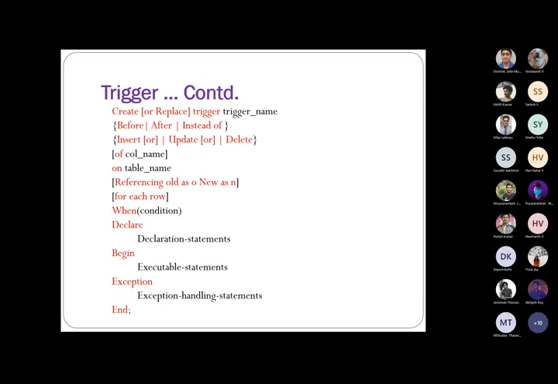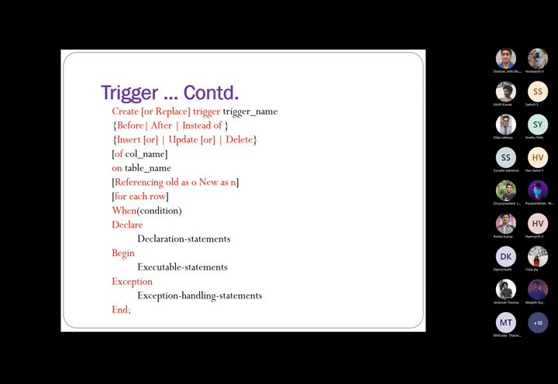So create or replace. Generally we start with create trigger. Each and every trigger has its unique name: create trigger, trigger name, and before or after or instead of. We have some DML operations like insert. So you can create a trigger before some insert operation or after insert operation, or update or delete of column name on table name, referencing old as O and new as N.